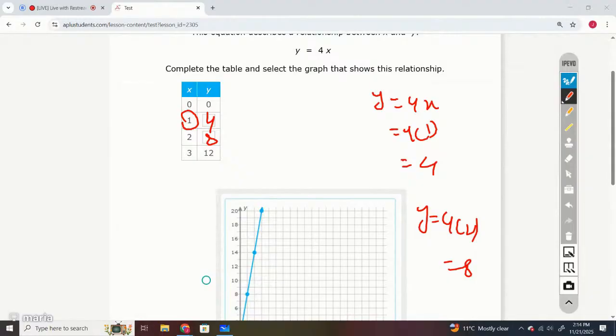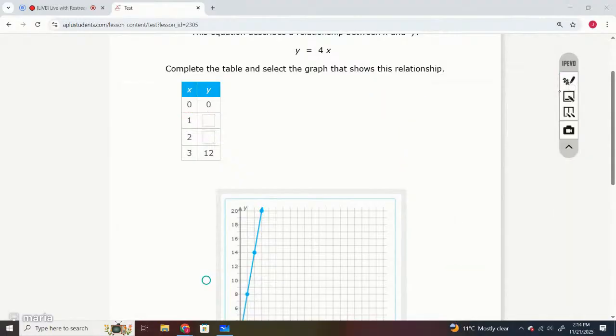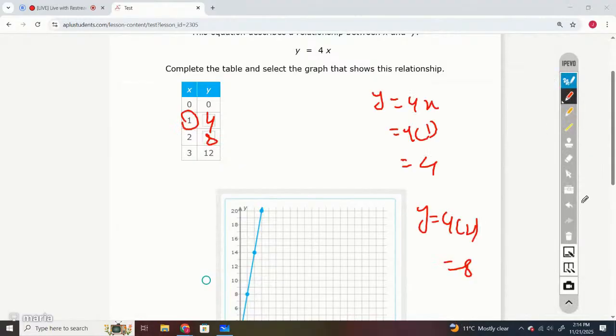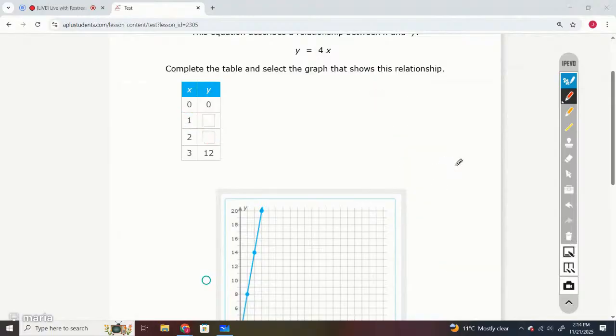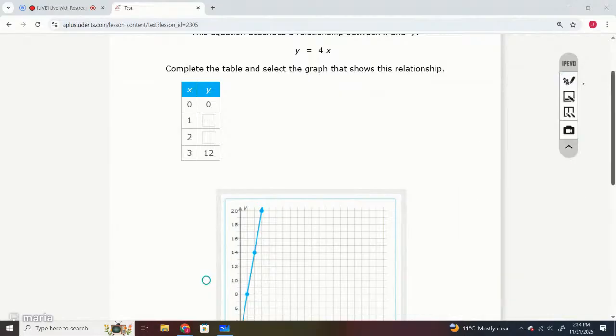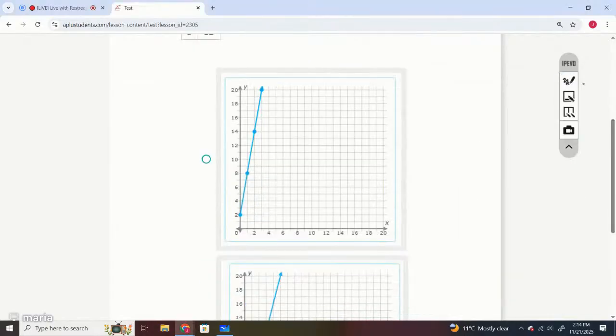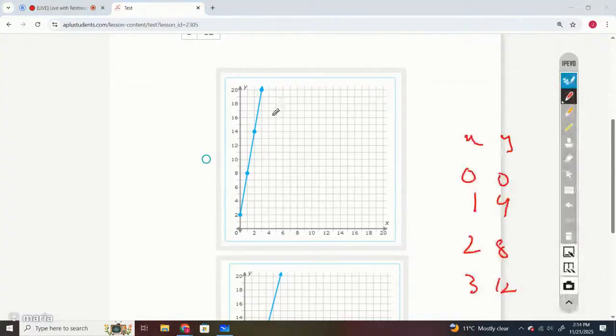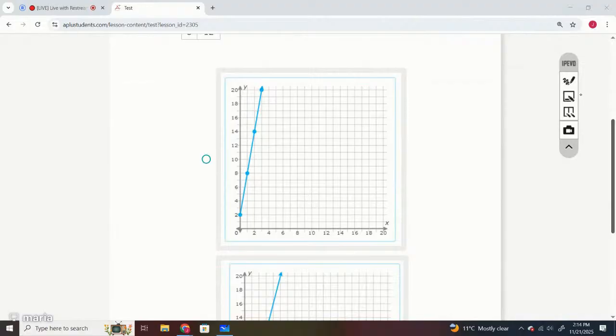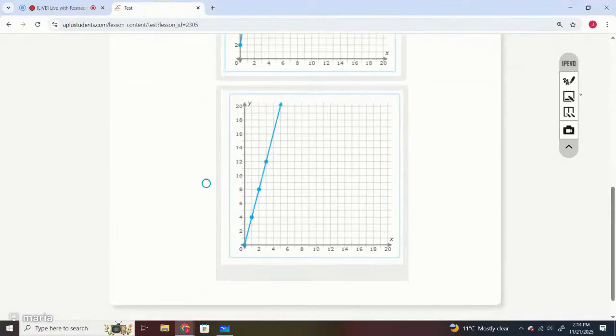So now we have to plot these points on the graph, and we need to find the table here again: 0, 0, 1, 4, 2, 8, 3, 12, right? Now looking at the graphs, let's see which graph has those points. 0, 0, that must be on the origin. This graph is not starting through the origin, so that is not the correct option, right? We're going to look at the other one.